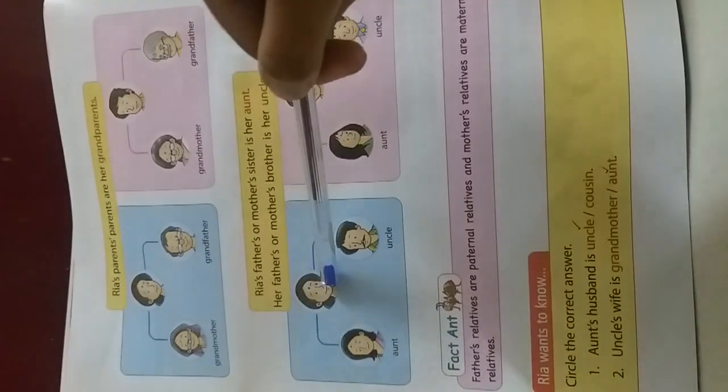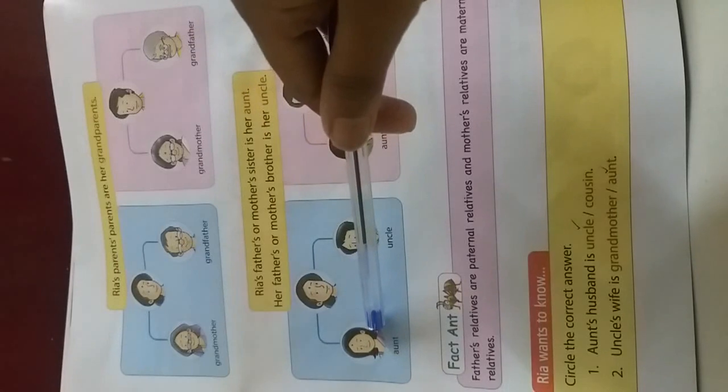Now, Ria's father's or mother's sister is her aunt. Her father's or mother's brother is her uncle. As discussed in the previous page, we have discussed who an aunt is and who an uncle is. So if the mother of Ria has a sibling that is a brother, then that person is called an uncle. Similarly, if the father also has a brother, he is called an uncle. And if the mother has a sister, she is called an aunt. And if the father also has a sister, she is called an aunt. Now let us see. This is Ria's mother. Ria's mother's sister is an aunt and Ria's mother's brother is an uncle. Similarly, Ria's father's sister is also an aunt and Ria's father's brother is an uncle.